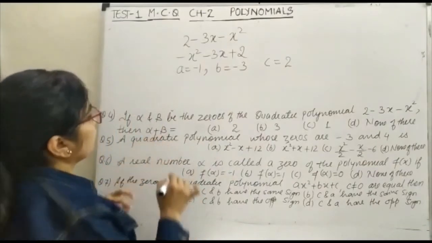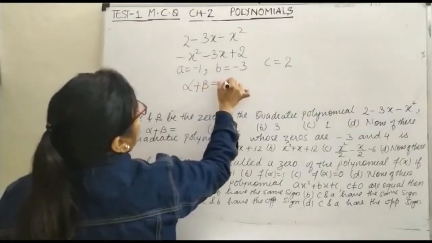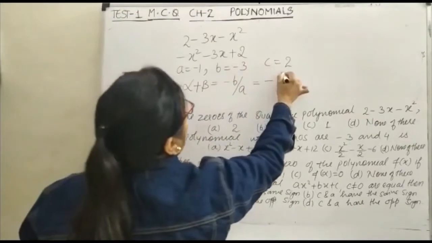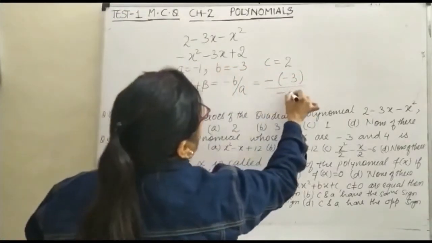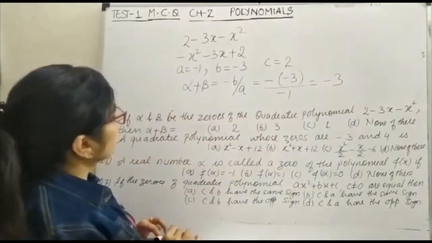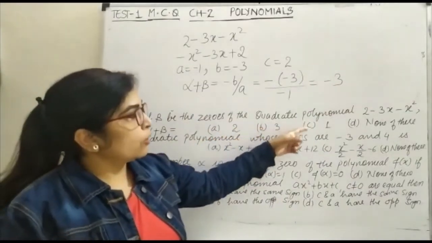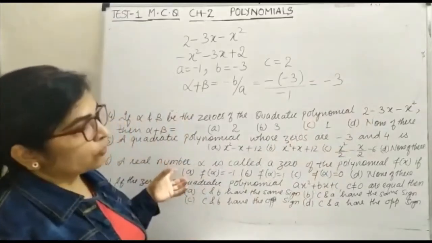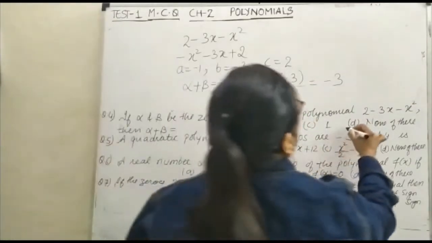We are supposed to work out alpha plus beta. So alpha plus beta is equal to minus b upon a. So this is minus, and here b is -3. What is a? -1. So here the answer should be -3. You can see here option A is 2, option B is 3, option C is 1 and option D is none of these. So obviously since our answer is -3, then which option will it be?